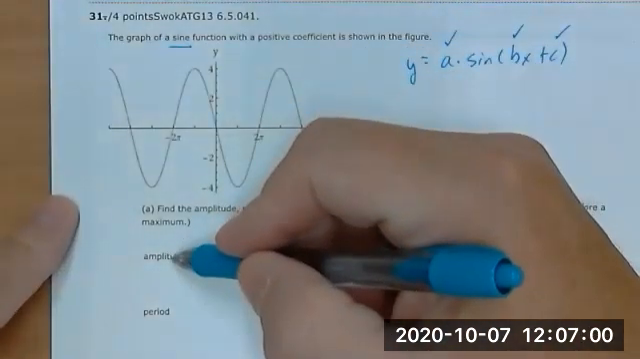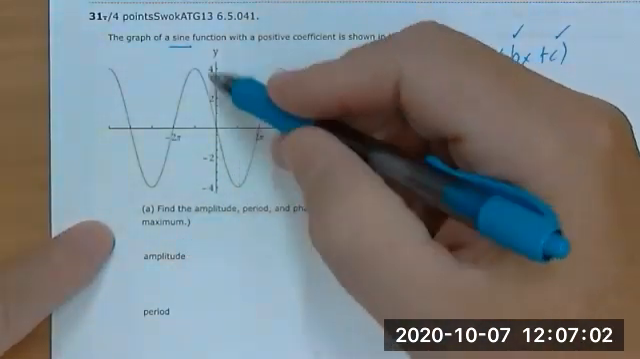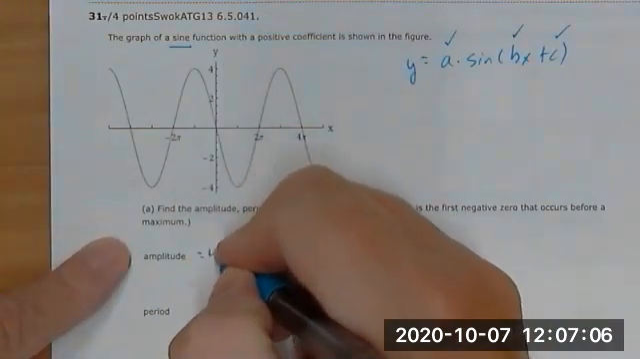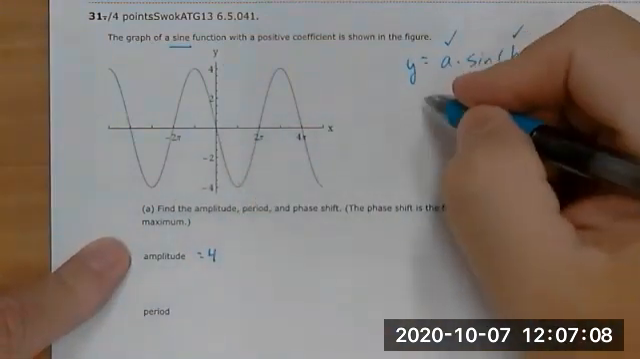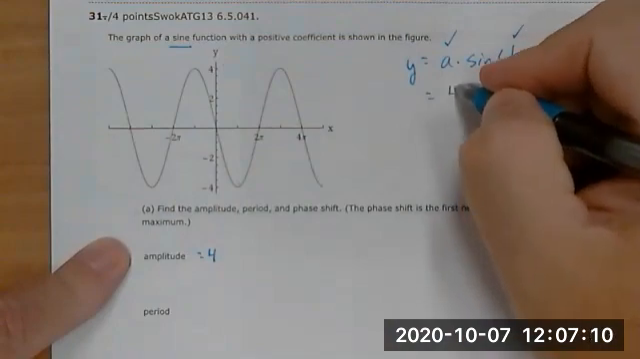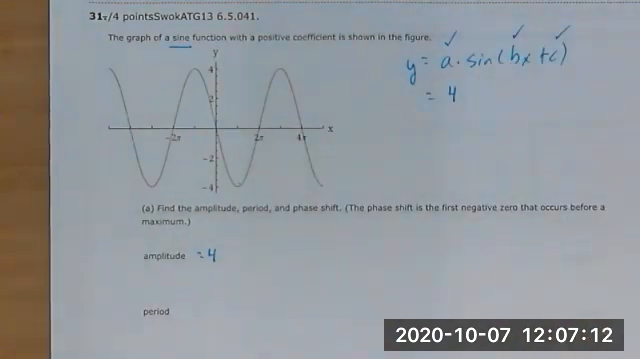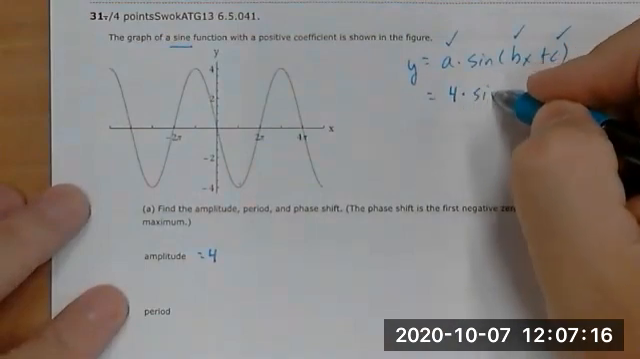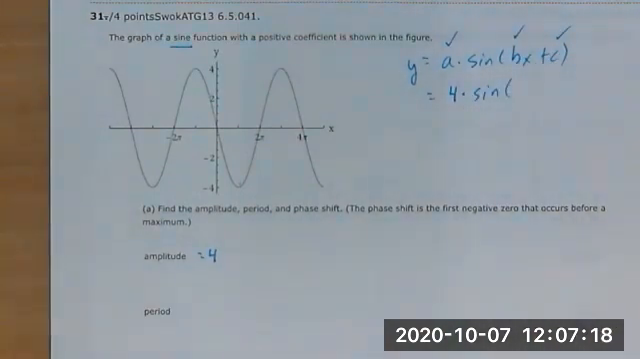Amplitude is always pretty straightforward, right? Looks like this thing goes from -4 to 4. Therefore, the amplitude is 4, which means A is 4, right? The amplitude is always A. So now I can say A times the sine. Now the period is how far you have to go before the graph begins to repeat.